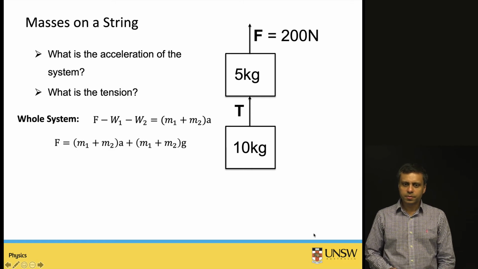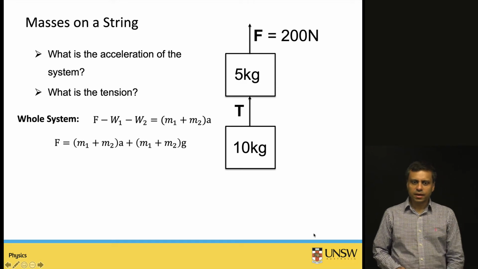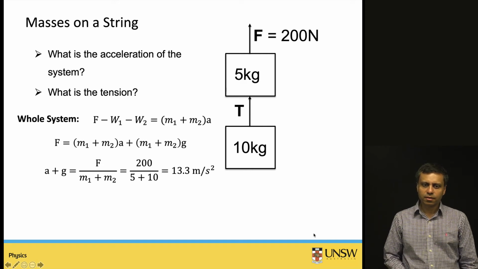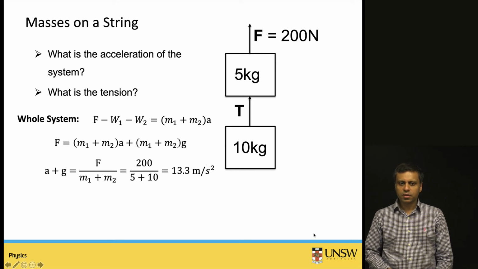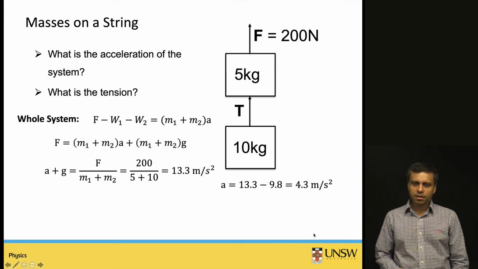We know the weights because the masses are given, and we know the total mass of the system also. We know the applied force F, so we can find the acceleration A. If I rearrange the expression obtained from Newton's second law, we see that A plus g is equal to F over m1 plus m2. And if we plug in all the numbers, we get 4.3 meter per second square for the acceleration. So the whole system is moving with an acceleration of 4.3 meter per second square.